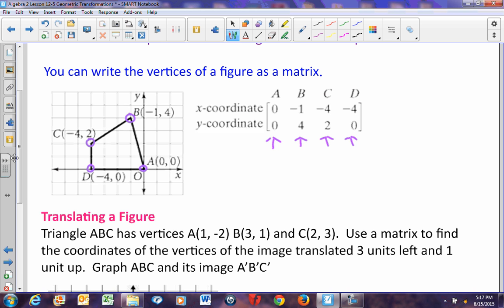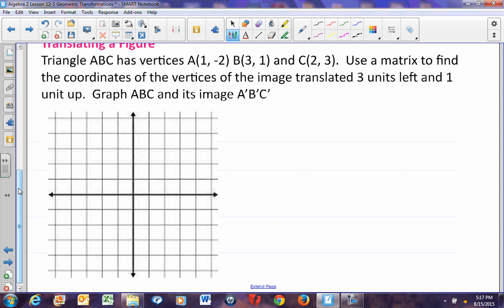Okay? So let's take a look at a figure. Triangle ABC has vertices (1, negative 2), (3, 1), and (2, 3). We're going to use a matrix to find the coordinates of the vertices of the image, translating 3 units left and 1 unit up. We're going to graph ABC and its image, A prime, B prime, C prime. So let's start with the vertices: 1, negative 2, 3, 1, and 2, 3.